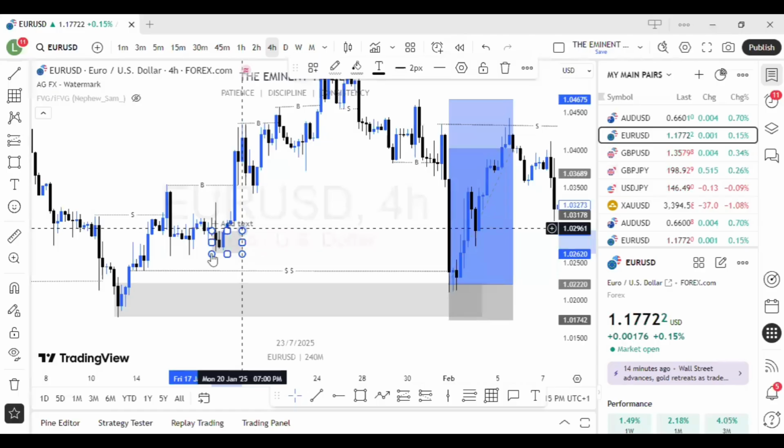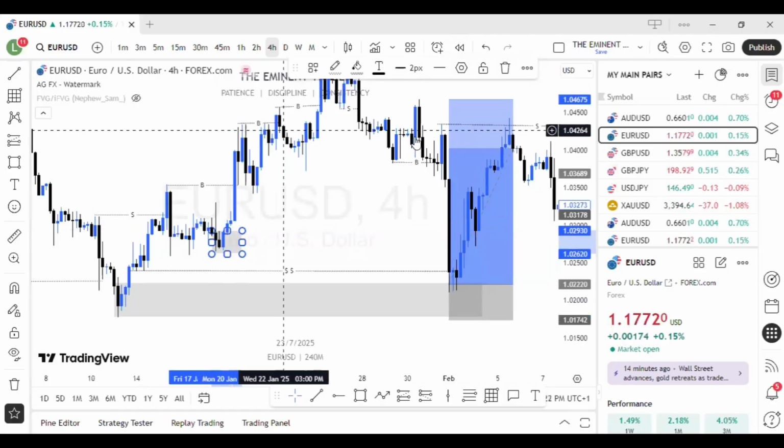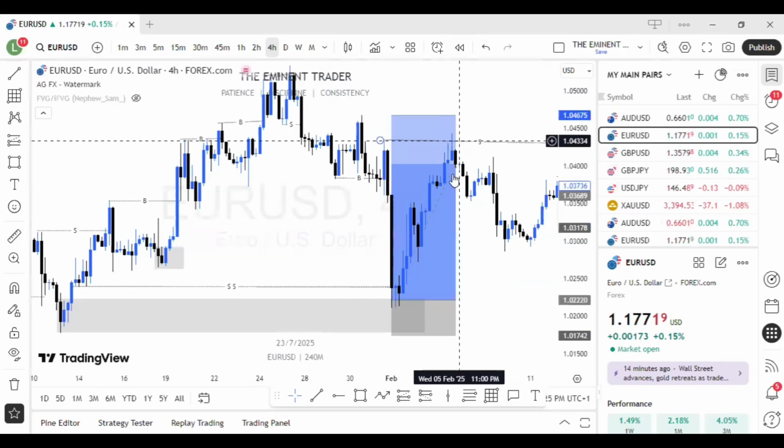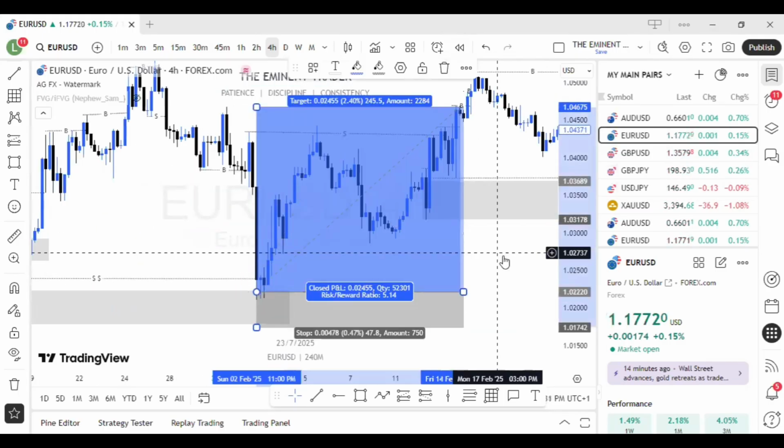Once there's an order block before the main order block, most of the time it will not work because this is like the origin of the movement. So it came back to the origin of the movement to pick orders. And what did it do? It got straight to take profit. This is a 5 RR trade.